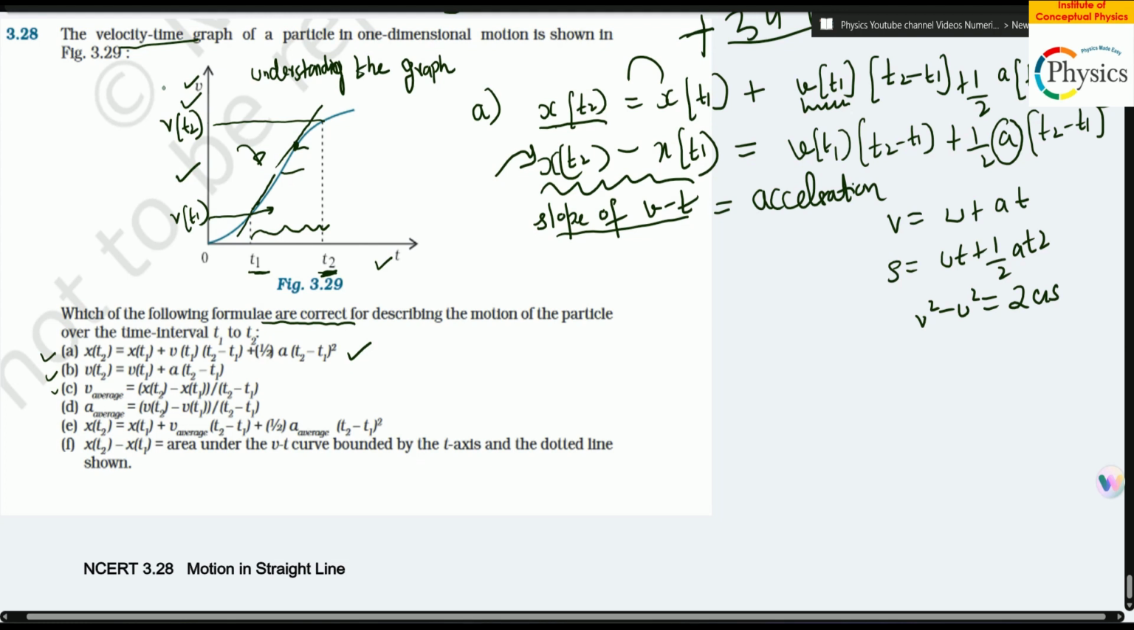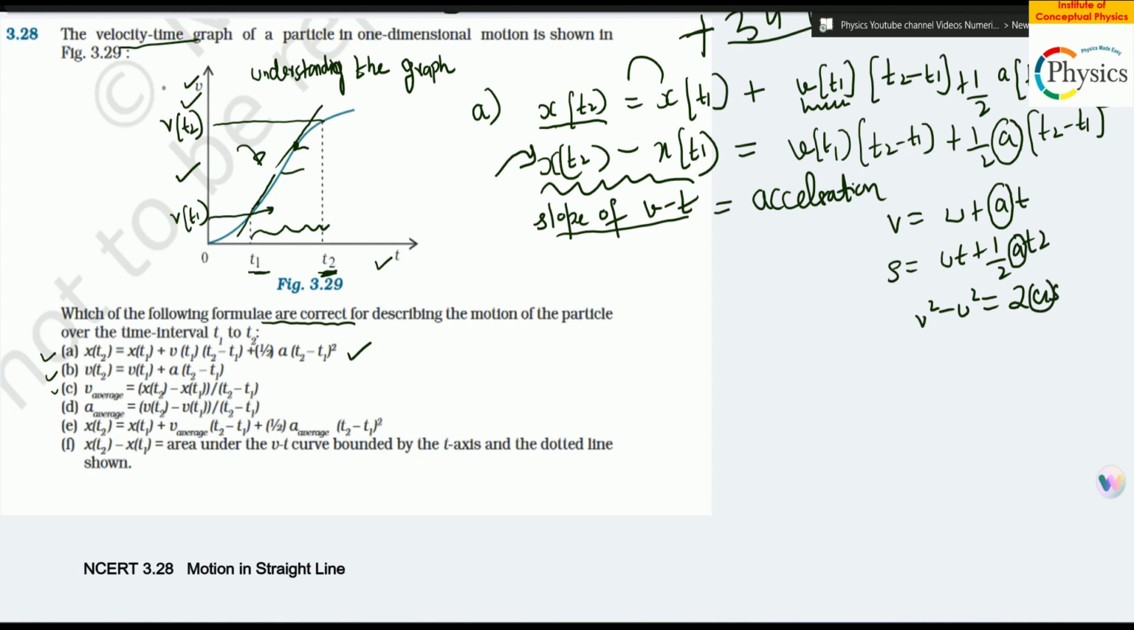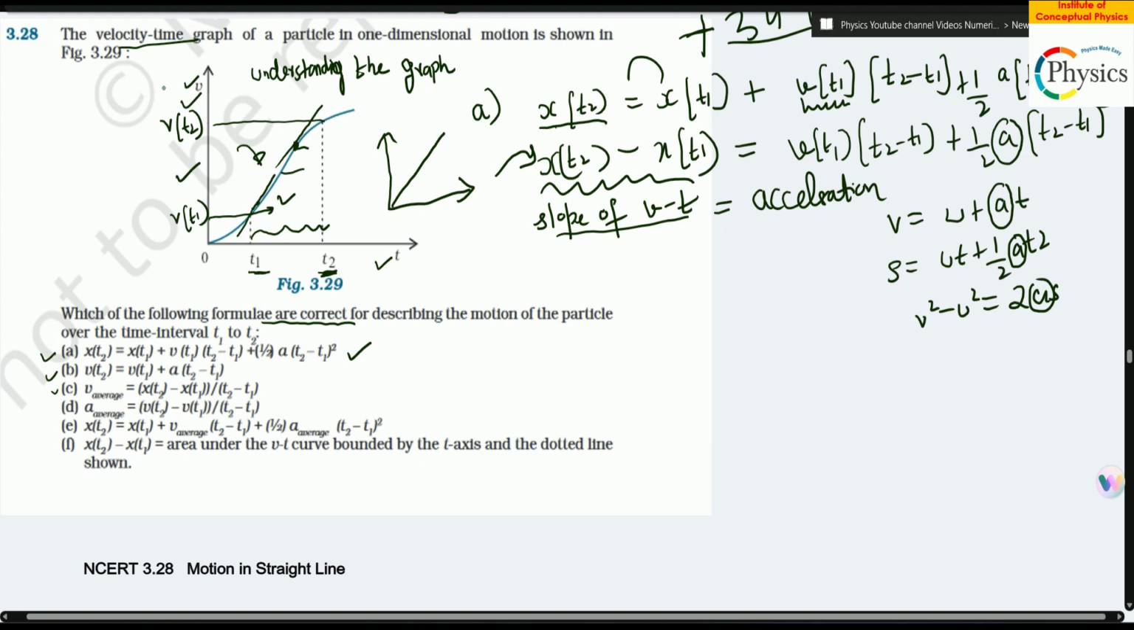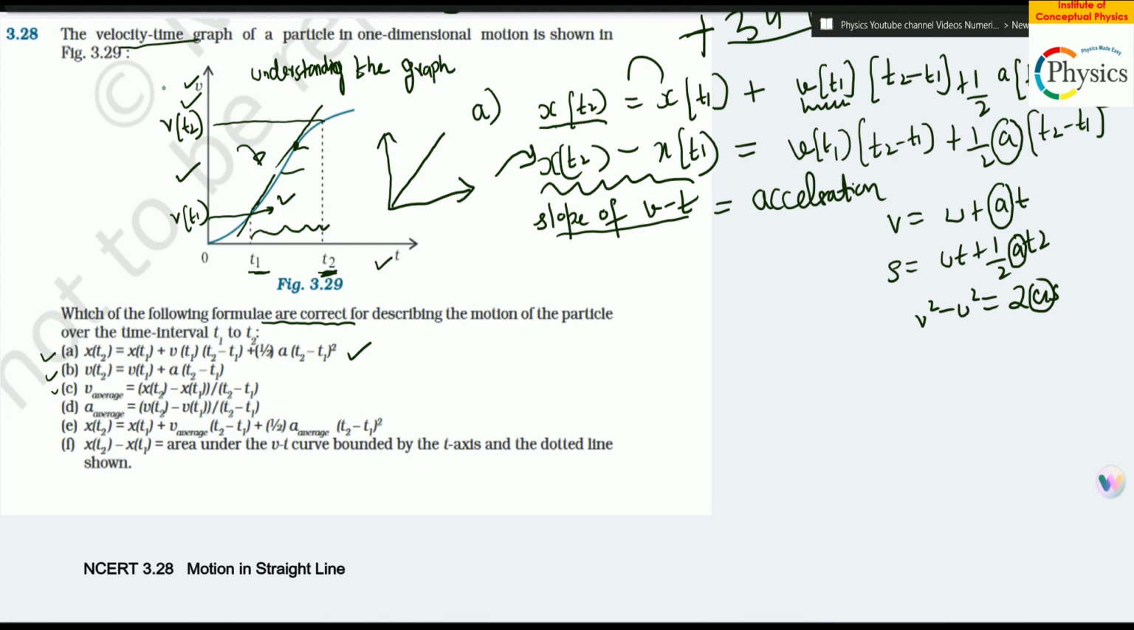What is the condition in these equations? That this particular acceleration is uniform, it is constant, which means the VT graph should be a straight line, right? So the acceleration everywhere is the same, but in our situation, the acceleration is variable. It is changing continuously. So we can clearly say that this formula is not correct. It is not correct because this formula tells you that the acceleration is uniform. But when we look into the graph, the acceleration is non-uniform.